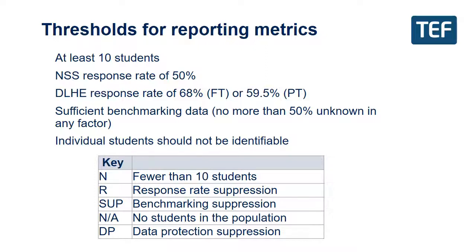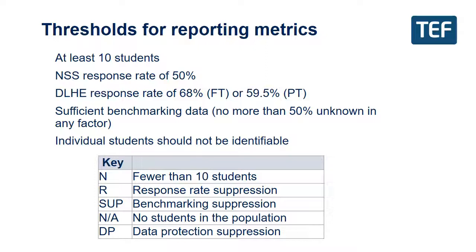Firstly, core and split metrics must refer to at least 10 students to be reportable. Where core metrics are drawn from survey response data, the response rates need to be high enough for that data to be considered representative of a provider's student body. So where data is drawn from the NSS survey, a response rate of at least 50% is needed for the metrics to be reportable. Where data is drawn from the DHLE survey, the minimum response rate is 85% of the target rate. That's equivalent to a 68% response rate for full-time students and a 59.5% response rate for part-time students.